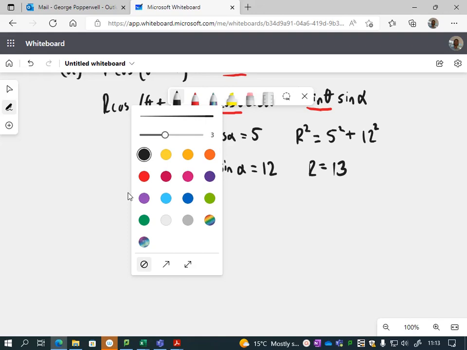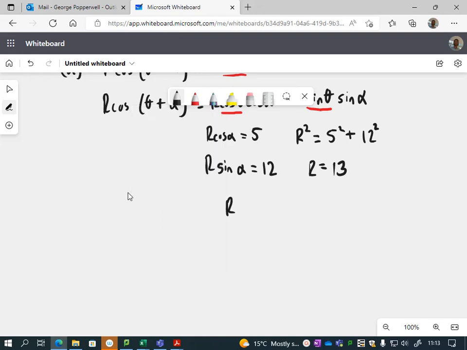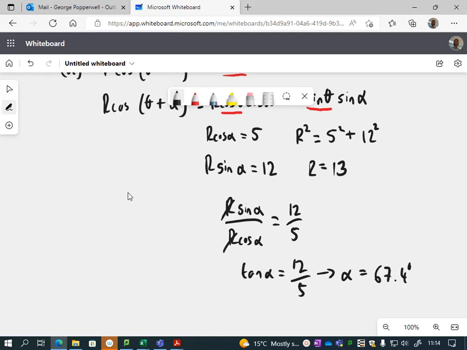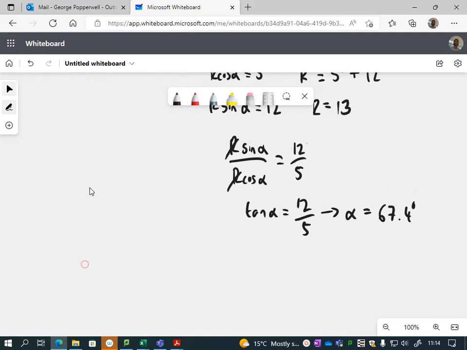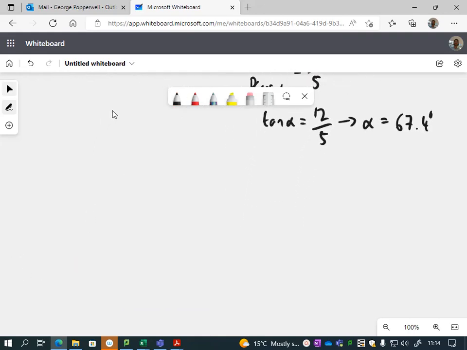Now I want to find alpha. How can I do that? Well, if I write down r sine alpha over r cos alpha is equal to 12 over 5, why does that help me? Because those r's are going to cancel, and sine alpha over cos alpha is tan alpha. So tan alpha is equal to 12 over 5. Solving that to one decimal place as asked, we're going to get 67.4 degrees.